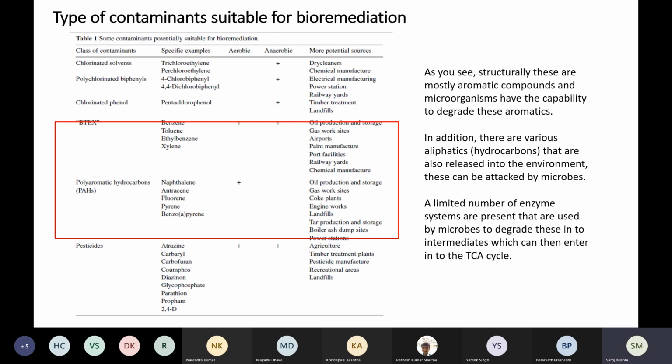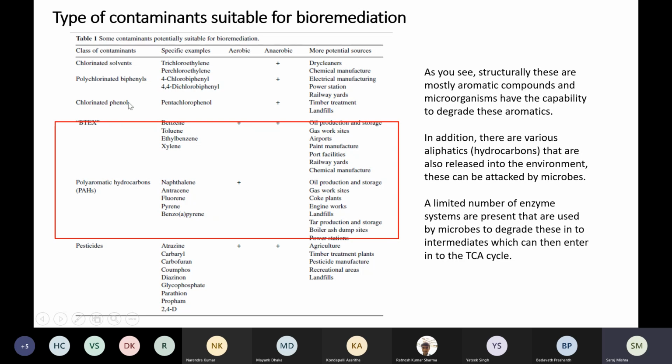So if this is clear to everybody, let me move on and tell you, when we talk about microbial remediation, what kind of contaminants are suitable for bioremediation. There is a long list of these. The first one is the chlorinated solvents. It has been found that this is a candidate contaminant which can be degraded because in several microbes there are enzymatic activities which can break down the chlorinated solvents, or polychlorinated biphenyls such as 4-chlorobiphenyl, 4,4-dichlorobiphenyl. Where do they come from? These two compounds come from electrical manufacturing, power stations, and also from the railway yards.